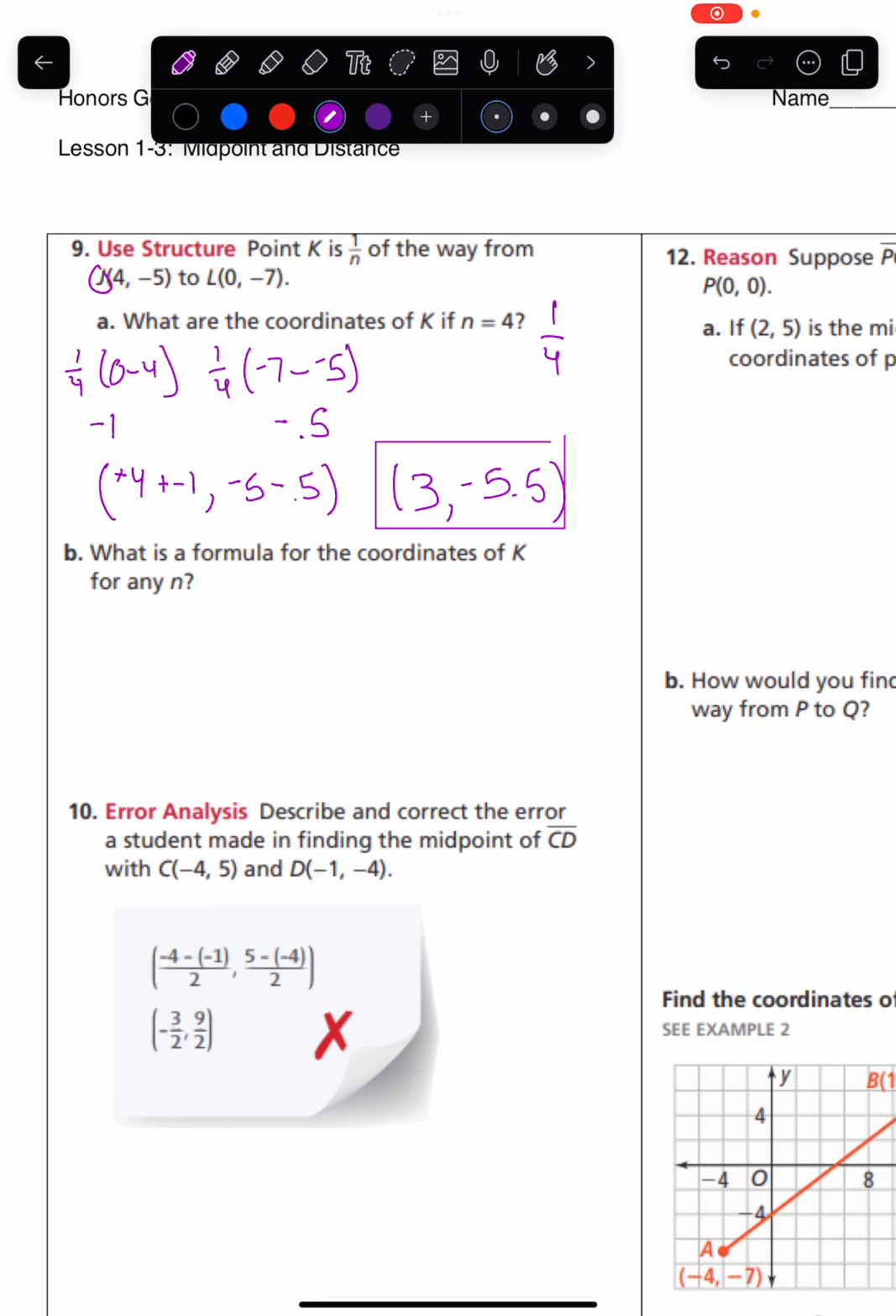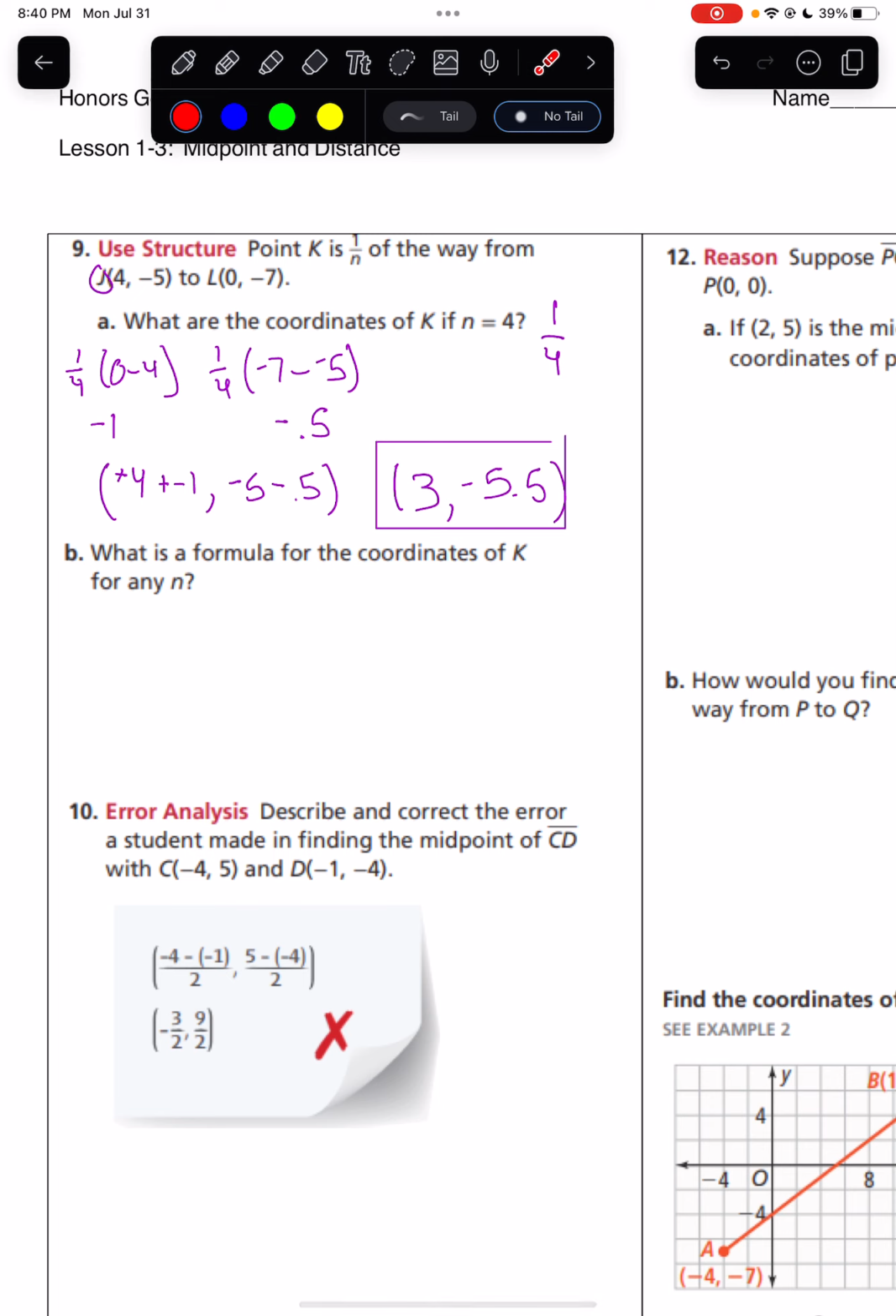So then for B, it gets more interesting. What is the formula for the coordinates of K for any n? So for any fraction of the distance from point J to point L, we'll just take a look at what we did before and do that same thing but with symbols. So what we did, if we look backwards, is we took the x coordinate of J and we added 1/4 of the difference, and the y coordinate of J, and then added 1/4 of the difference, like that. So what we need to do is write that out just with an n instead.